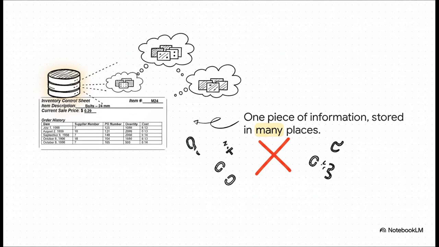Okay, so our first problem has a name: data redundancy. Just take a look at this inventory sheet. You see the item description, bolts 24 millimeters, and its price 29 cents? It's listed right there. Now imagine if we repeated that exact same information for every single order. We'd be storing the same details over and over and over again. It seems harmless at first, but this one little habit, repetition, is the root cause of so many data nightmares.